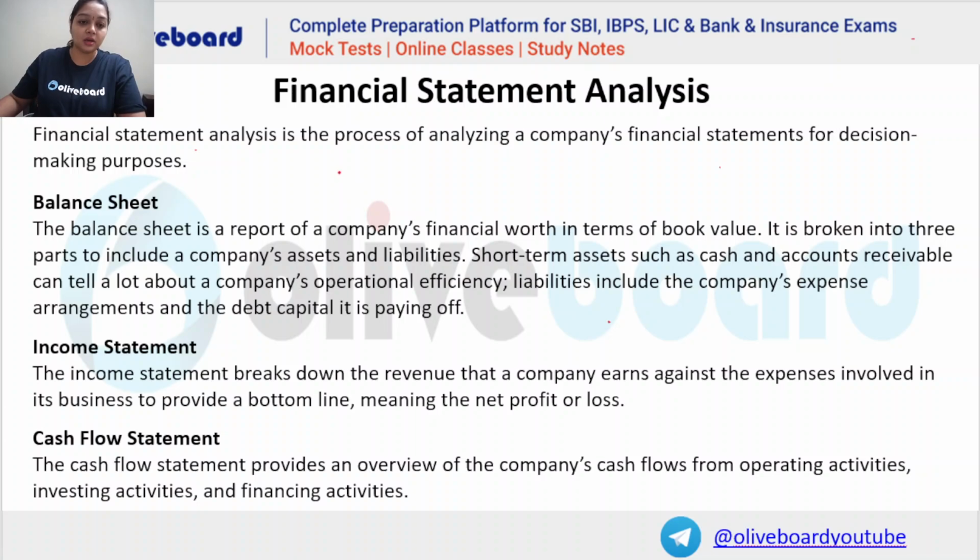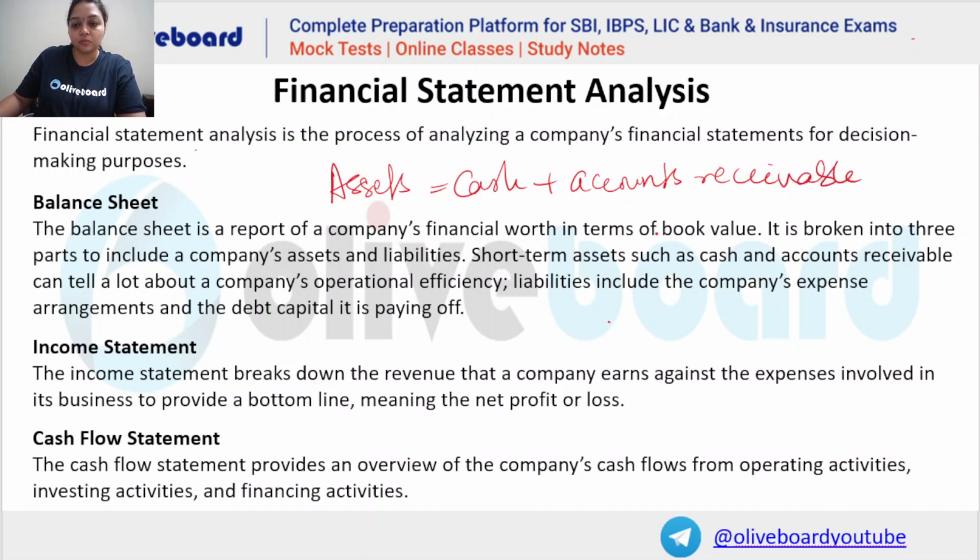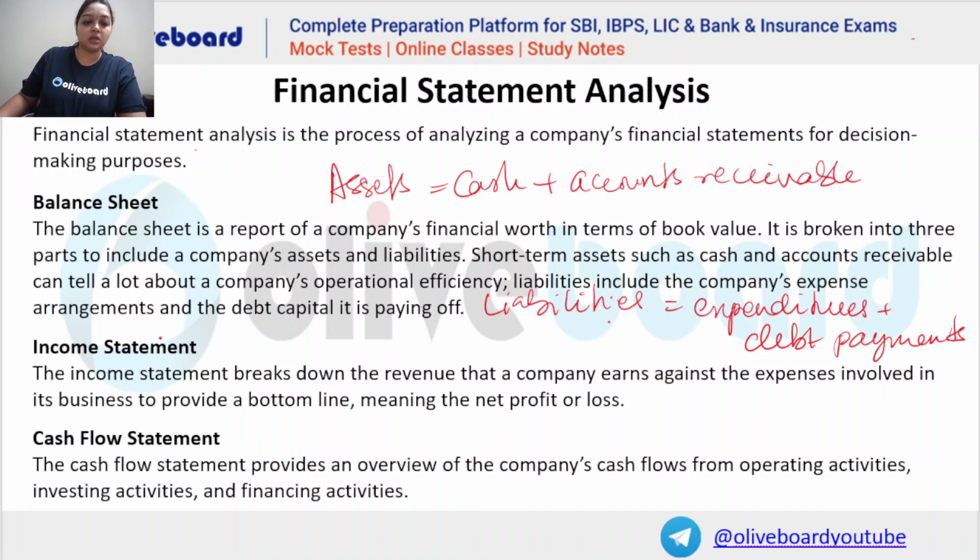So in short, you can take it down as assets are cash plus accounts receivable, whereas liabilities are expenditures plus debt payments, right? So these are the two things. Now what is an income statement?